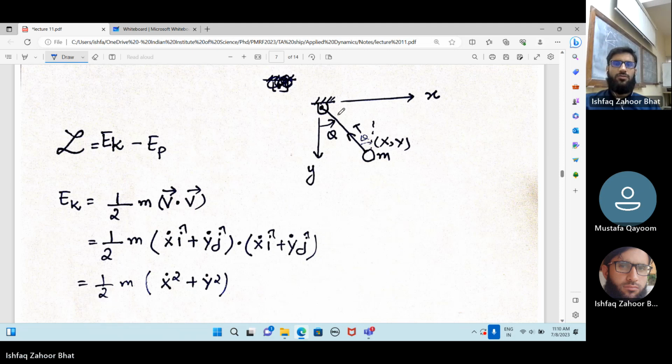So this is the pendulum. This is the x-axis, and this is the y-axis. Don't ask me why I am taking this as x and this as y. At that point of time it just came to my mind. You can also take this as y. So first we will calculate the Lagrangian for this mass.